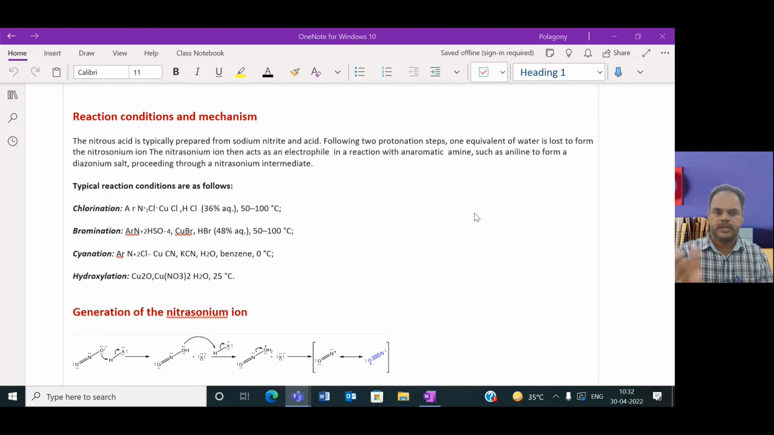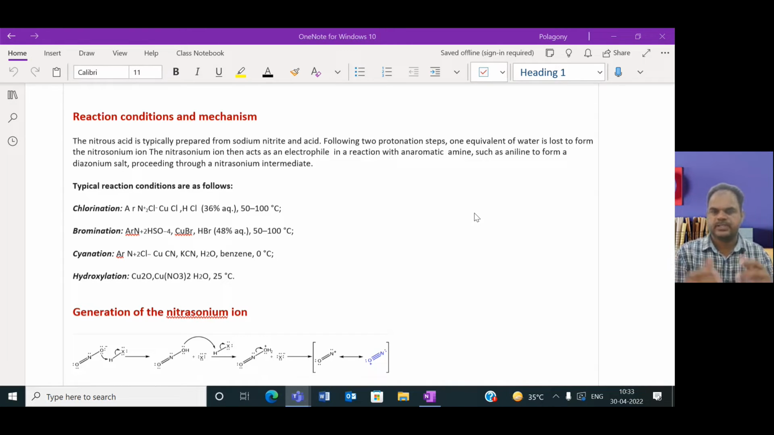If we want to do the bromination, we should take 48% aqueous HBr solution, and we maintain a temperature of 50 to 100 degrees Celsius. If you want to do the cyanation, we should take potassium cyanide along with cuprous cyanide and water, with a benzene solvent, at a temperature of 0 degrees Celsius. For hydroxylation, we maintain 25 degrees Celsius, and we take water, cupric nitrate and cupric oxide as the reaction conditions.